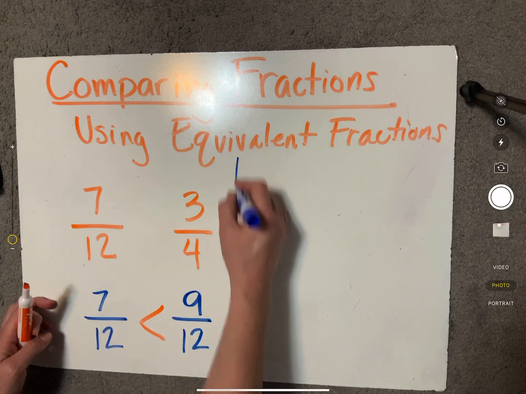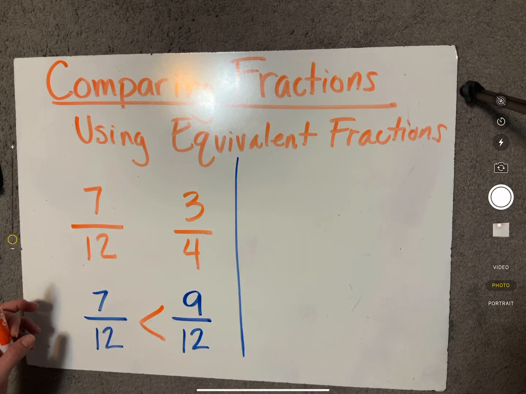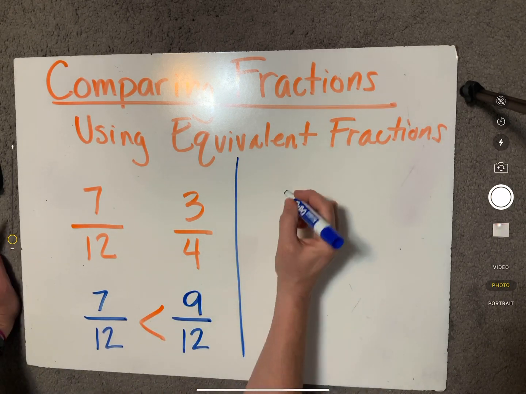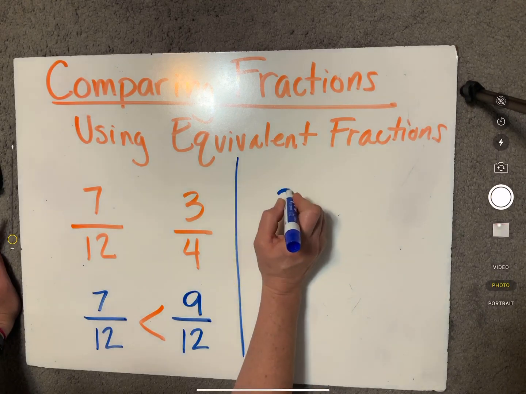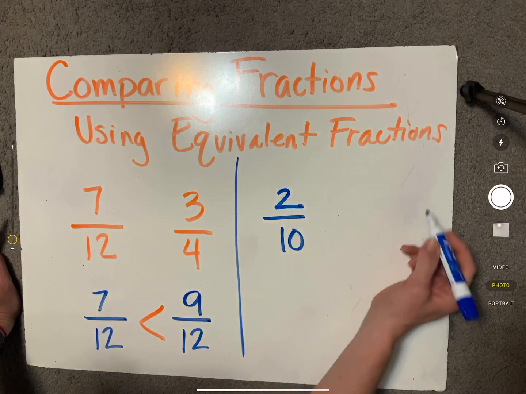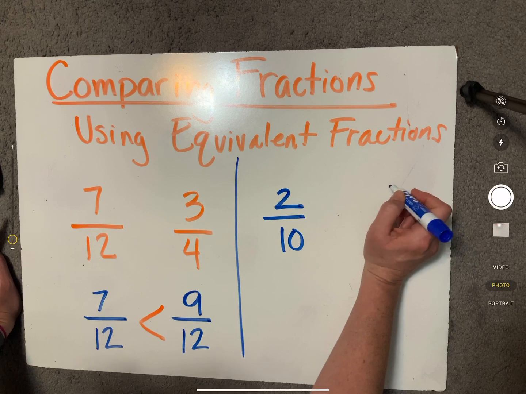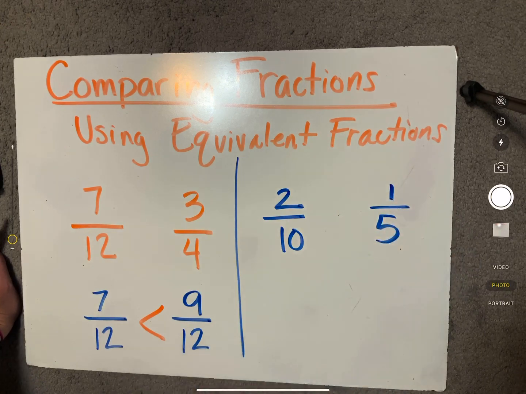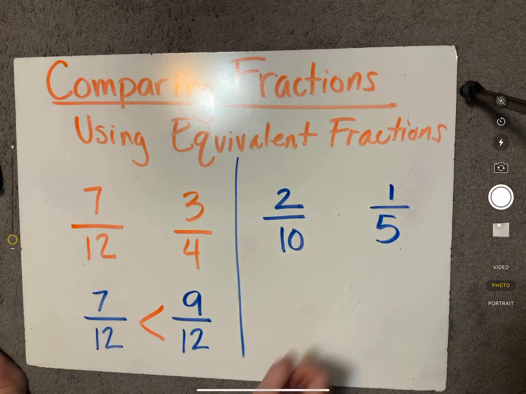Let's do another one side by side here. Let's do 2/10 and 1/5. Okay, so we go through our list again. They don't have the same numerator, they don't have the same denominator, and actually both of these are less than 1/2. So now I'm stuck with finding an equivalent fraction.